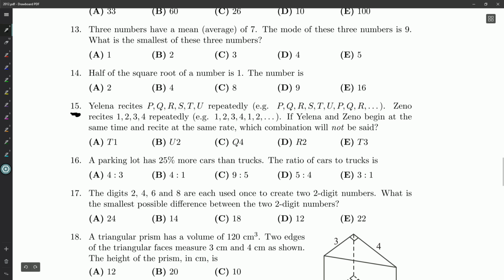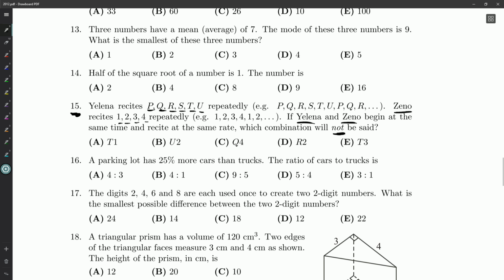We're looking at question 15 now on our grade 8 Gauss paper. Yelena recites PQRSTU repeatedly. So she just says it over and over and over again. Zeno recites 1, 2, 3, 4 repeatedly. So 1, 2, 3, 4, 1, 2, 3, 4, 1, 2. If Yelena and Zeno begin at the same time and recite at the same rate, which combination will not be said? That's kind of an interesting question.